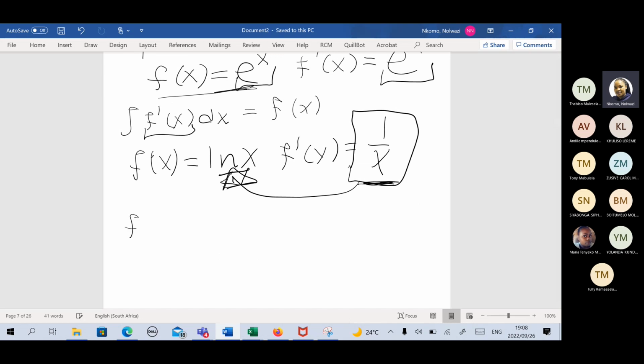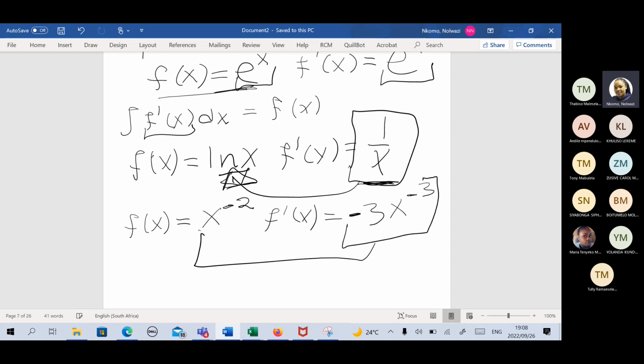Look, if you are given f(x) equal to x to the power -2, the derivative of this function would be -3, right? And if you integrate this, you should go back to this. Okay, the reason why this is -2, I'm sorry, this is -2, but here it's -3.